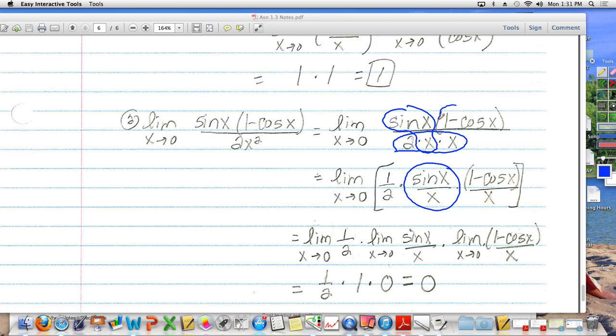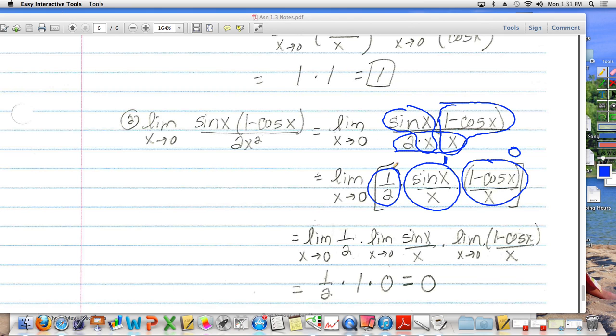We also have 1 minus the cosine of x. If I could get that to be over x, we know that that is equal to 0. This part is equal to 0, this is 1. And then all we have to do is just multiply it by a half.